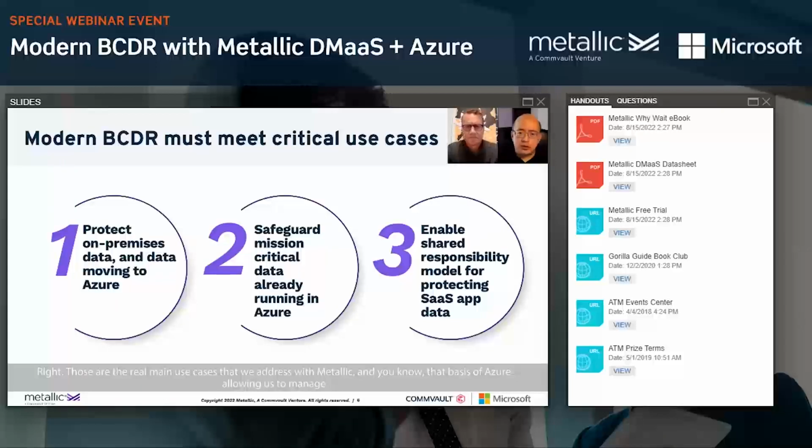Those are the real main use cases that we address with Metallic, and that basis of Azure allowing us to manage all of these scenarios through a single pane of glass with one platform just has huge benefits for our joint customers.